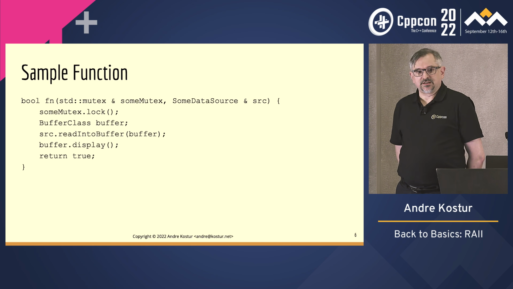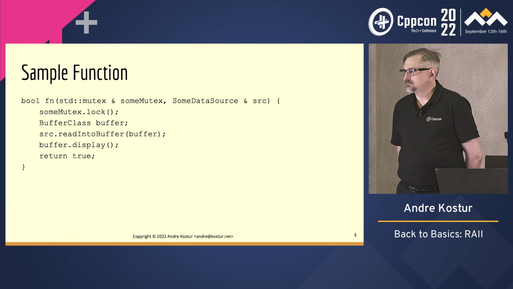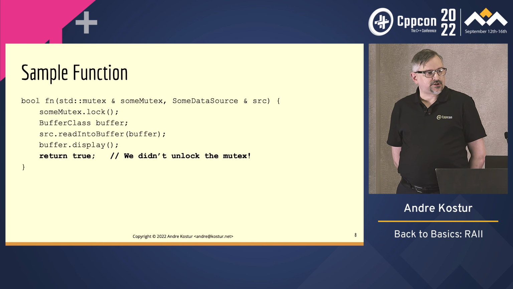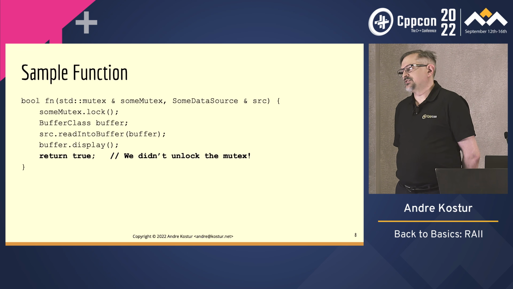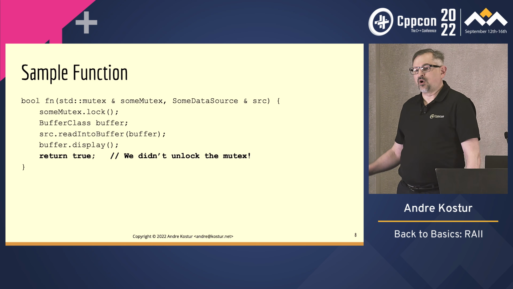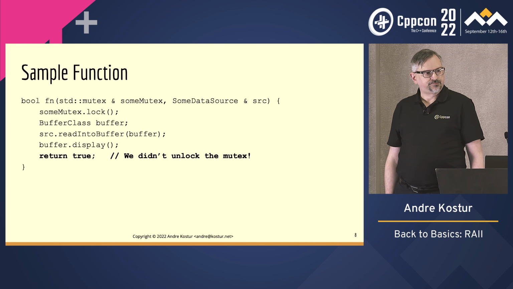And because this function is nice and short, it's not too hard to see the problem we have here. I've locked a mutex, I haven't unlocked it. I acquire the lock here, but I didn't unlock the mutex, so it stays locked permanently. The next time someone calls this function, your program comes to a screeching halt. The next time someone tries to lock that mutex somewhere else that wants to talk about that data source, it comes to a screeching halt.